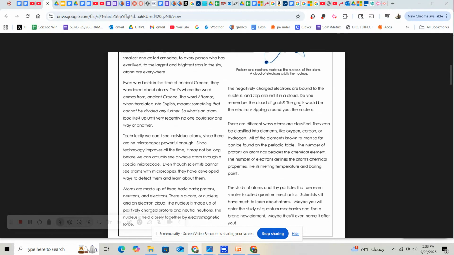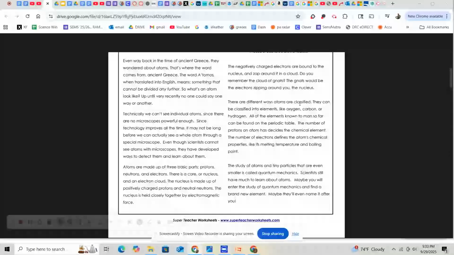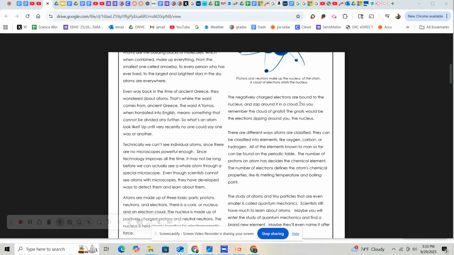Atoms are made up of three basic parts: protons, neutrons, and electrons. There is a core, or nucleus, and an electron cloud. The nucleus is made up of positively charged protons and neutral neutrons. The nucleus is held closely together by electromagnetic force. The negatively charged electrons are bound to the nucleus and zap around it in a cloud.